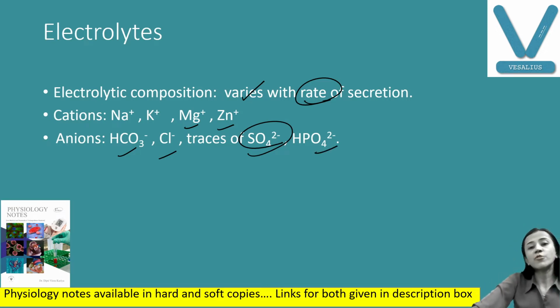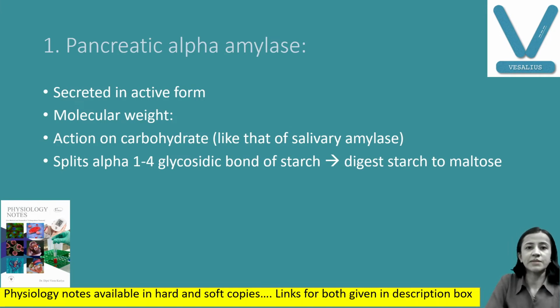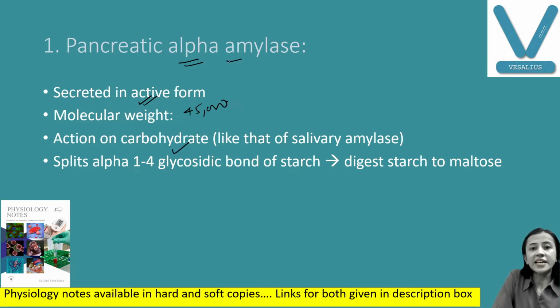Now, we will discuss the functions of various pancreatic enzymes. One is pancreatic alpha amylase enzyme, that is secreted in active form. Molecular weight is about 45,000, and it acts on carbohydrates. Amylase is like salivary amylase. It digests starch, splitting alpha 1,4 glycosidic linkages of the starch and digesting starch to maltose. And this is a stronger amylase as compared to salivary amylase. It can act on both boiled as well as raw starch.